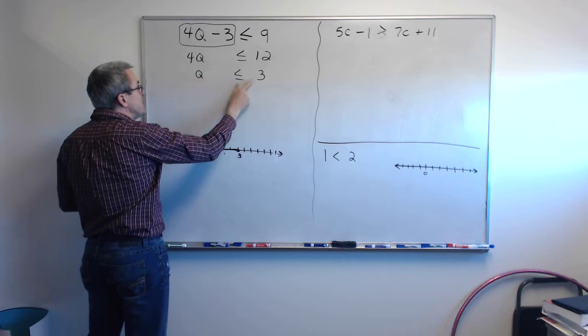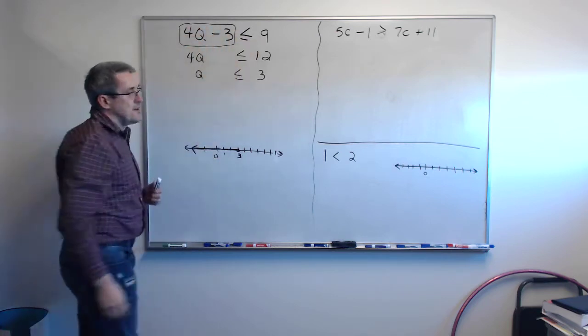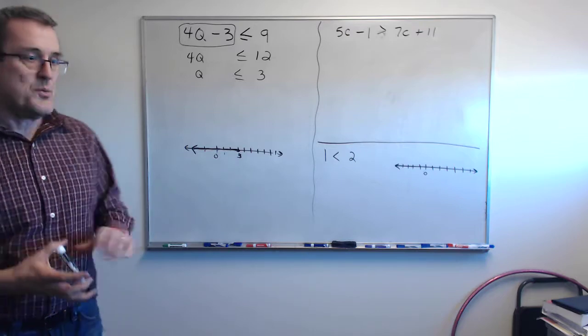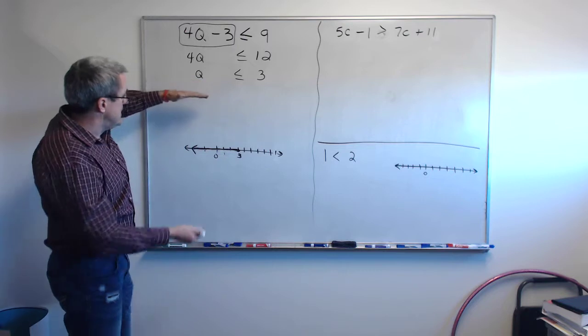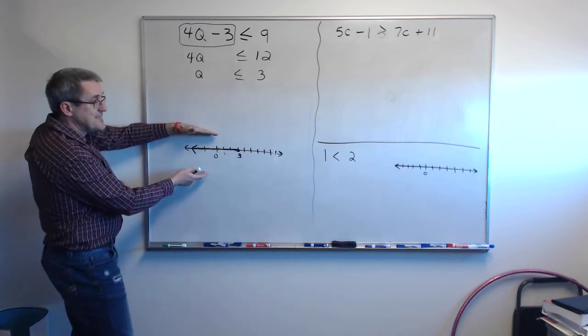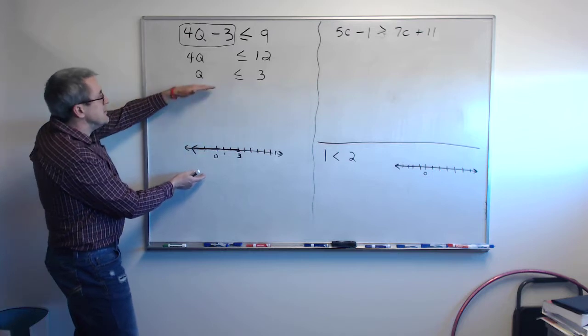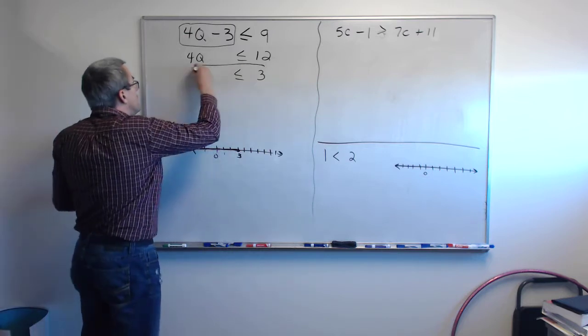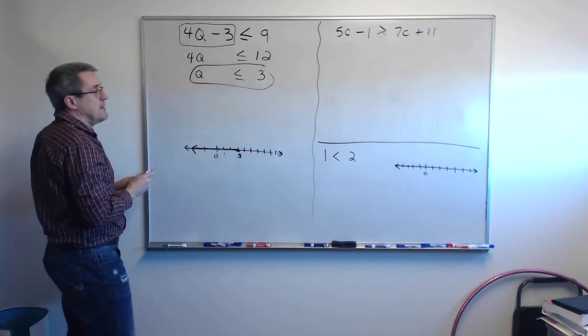So as long as q is less than or equal to 3, 4q minus 3 will be less than or equal to 9. So we solve the inequality very much like we solved our equations, but our solutions are not going to be a single number like q equals 3. Our solution is going to be all the numbers q that are less than or equal to, and there's infinitely many of them, less than or equal to 3.